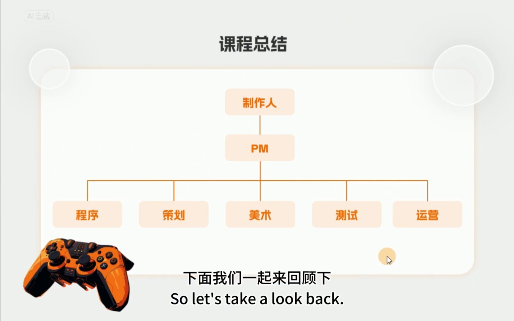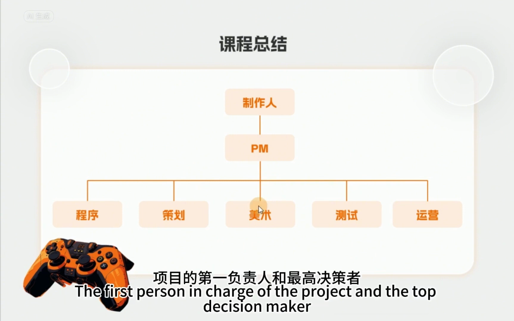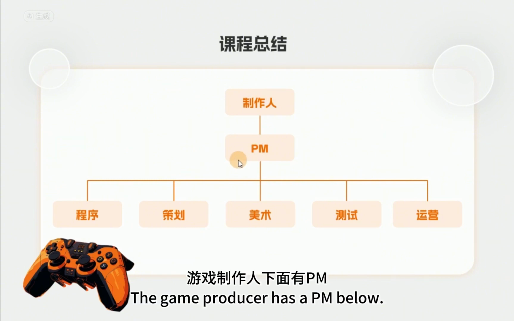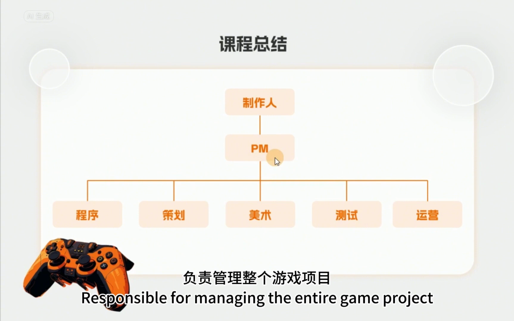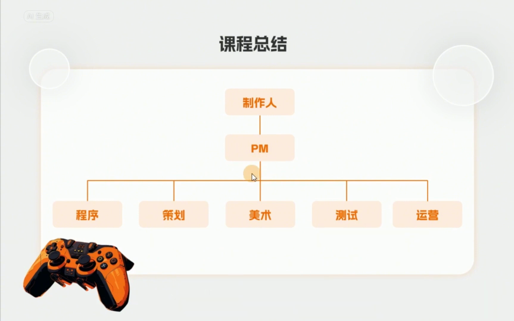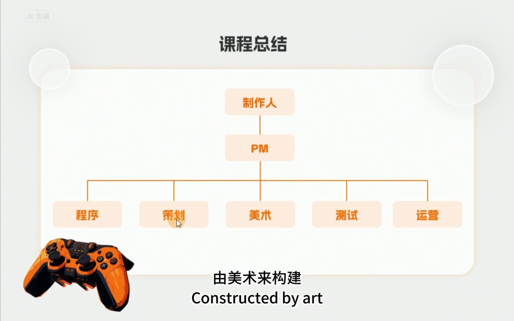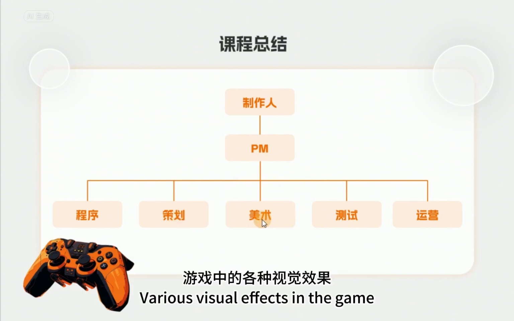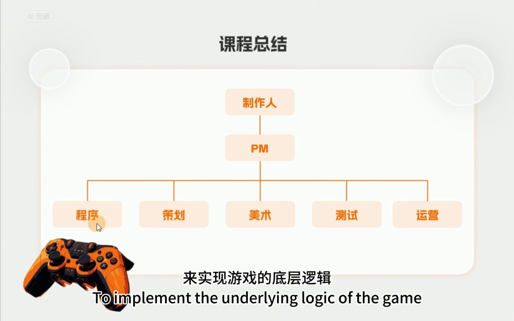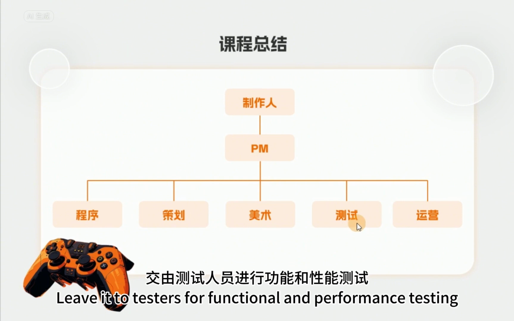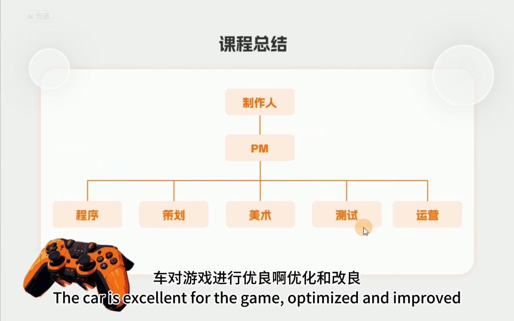So let's take a look back. Usually in game companies, the first person in charge of the project and the top decision maker is the game producer. The game producer has a PM below, responsible for managing the specific implementation of the entire game project. The various systems and processes of the game are designed by the planner, constructed by art, with various visual effects in the game, and the program implements the underlying logic of the game. The resulting game is left to testers for functional and performance testing, and then optimized and improved.